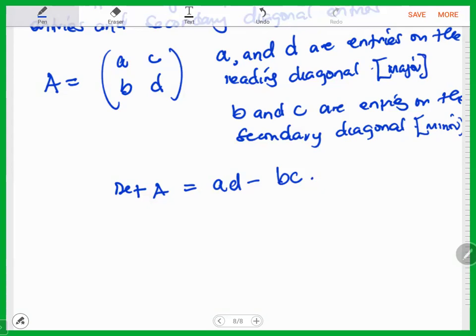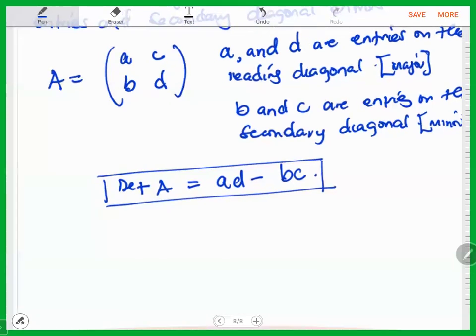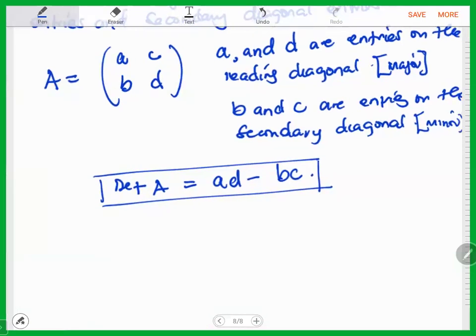So our determinant, in this case, is given as this. That is how we get a determinant. And we need to know, how do we get an adjoint? The adjoint of a matrix.